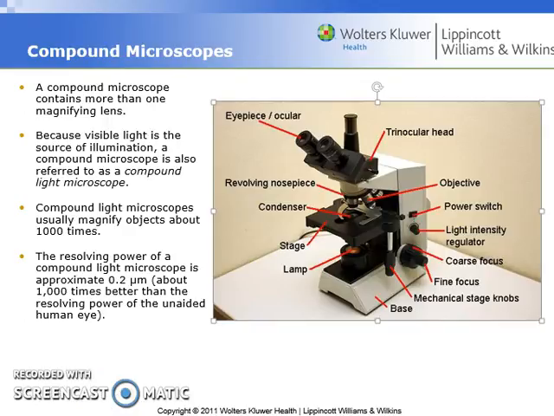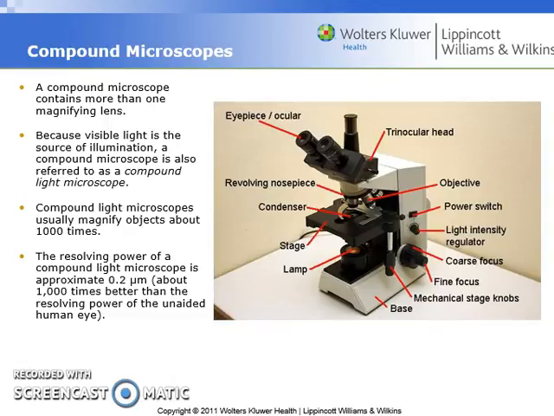One thing to note is that the resolving power of a compound light microscope is about 0.2 micrometers, and this is essentially 1,000 times better than the resolving power of the unaided human eye. Remember, with our human eye, we are looking at resolving powers of about 0.2 millimeters. So this is much more effective to allow us to visualize most of the different organisms out there that are either bacteria or protist organisms.